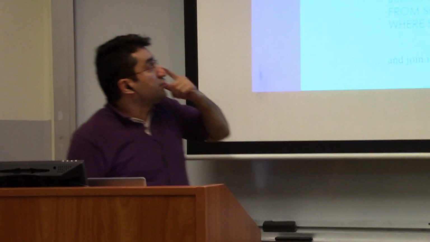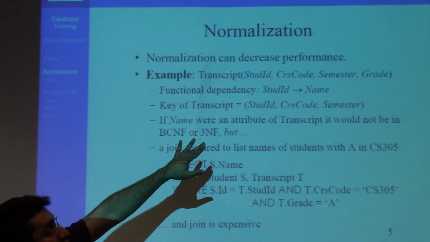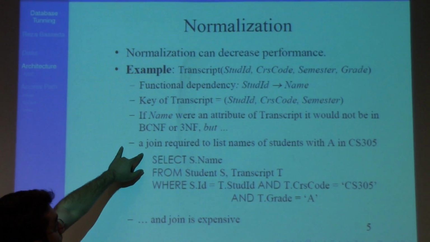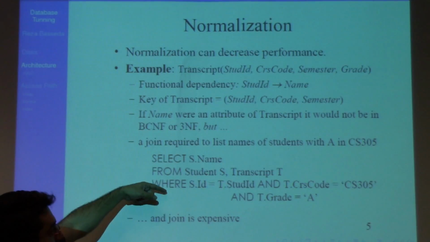But normalization can also decrease the performance. How? Suppose that you have this table of a student transcript where you have the student ID, course code, semester, and grade. And suppose that you have this query which is frequently asked.